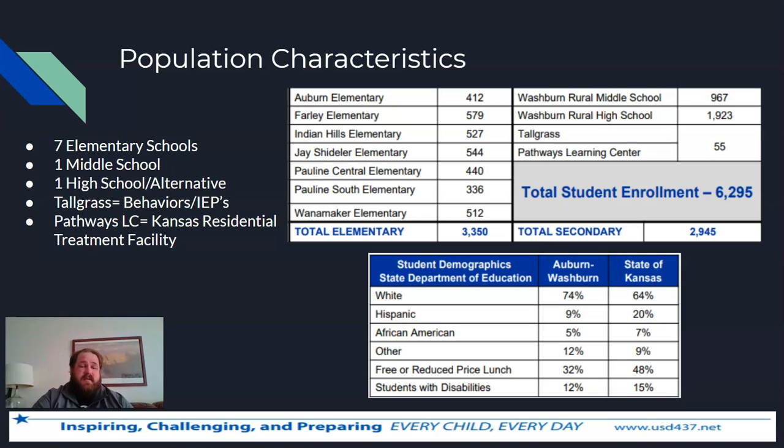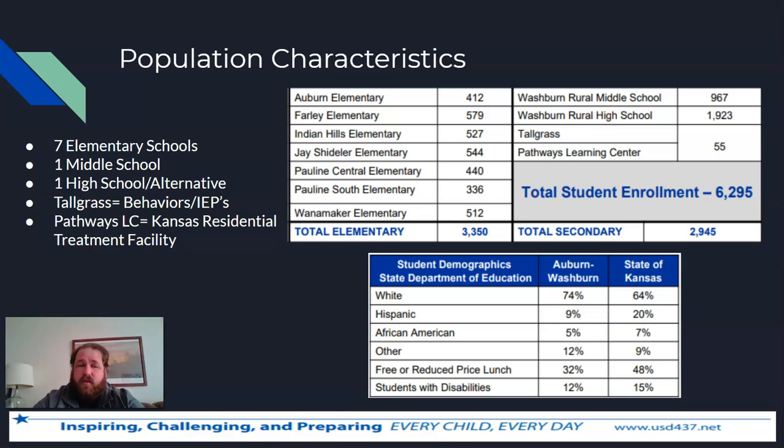Population characteristics. We have 7 elementary schools, 1 middle school, and 1 high school. Within the high school, there's also an alternative placement. We also have Tallgrass, which is another alternative placement for students. This is more of students with high behaviors, but who also have IEPs. And Pathways Learning Center is a Kansas residential treatment facility that also falls under our umbrella of education because they are within the boundaries of our district.